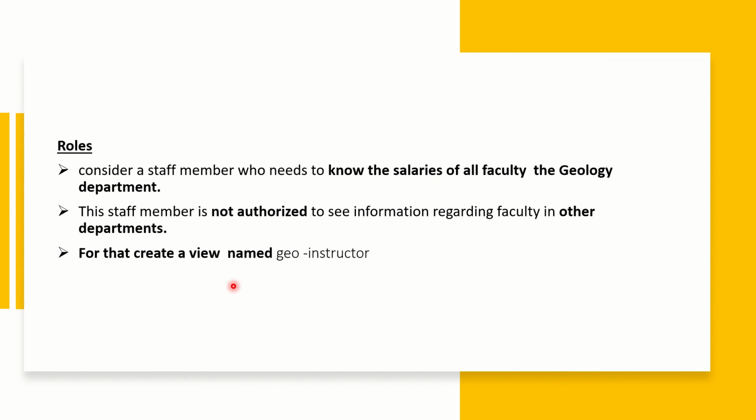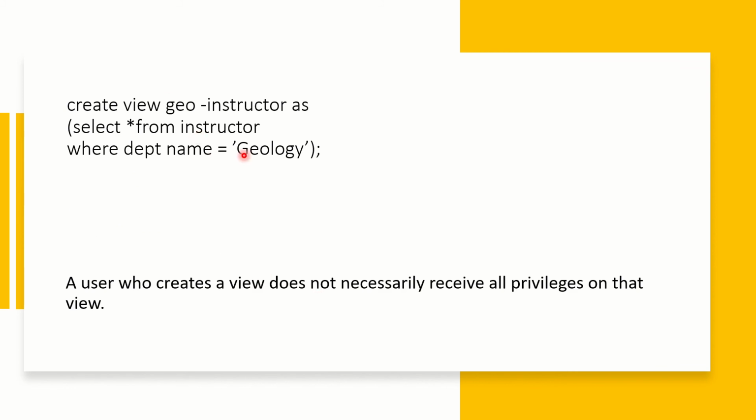So in that case, the first step is that we have to create a view. View means we are creating a subset, a part of the instructor table which contains only the details of geology department instructors. So we know this is the instruction to create a view. I'm just giving the name geo instructor, that is the name of the view. You know how to create a view: create view, view name as, then we can write the query. If we want to access all the details from the geology department, this is the command for that: select star from instructor where department name is equal to geology.